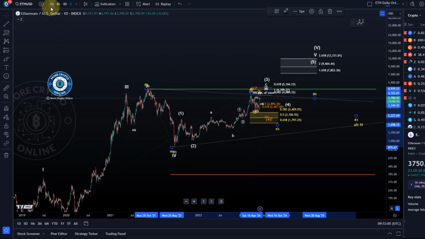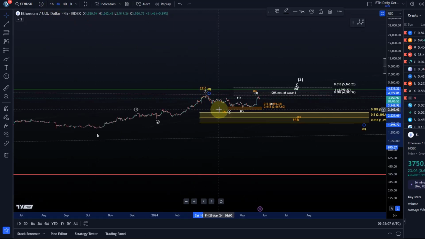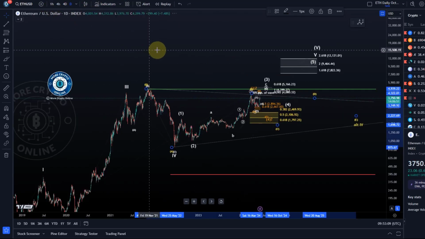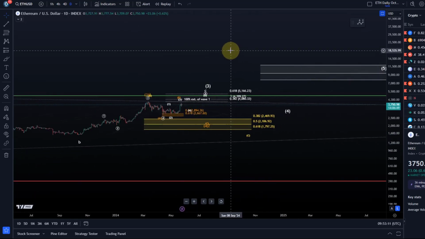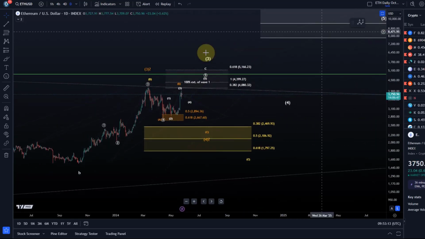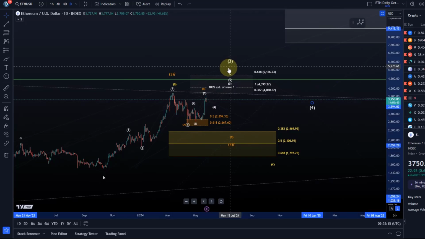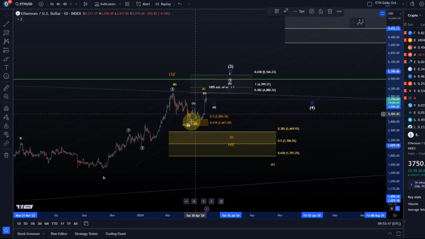I'm looking at the white count, and that indicates, daily time frame is fine, that we could be at the moment in this larger degree 3rd wave and in the late stages of that 3rd wave.